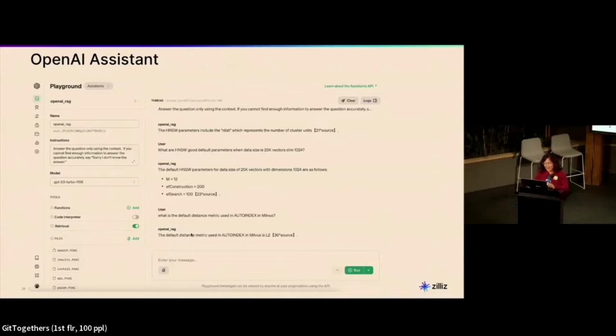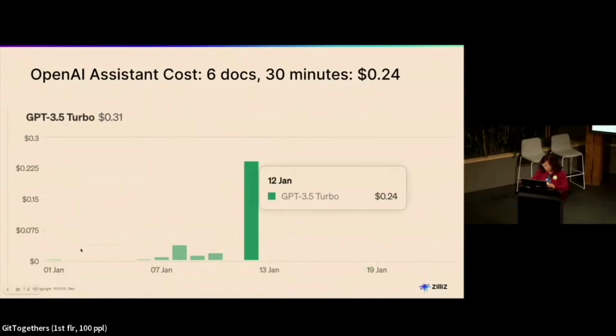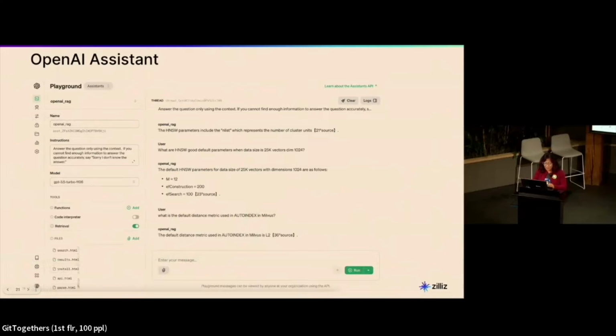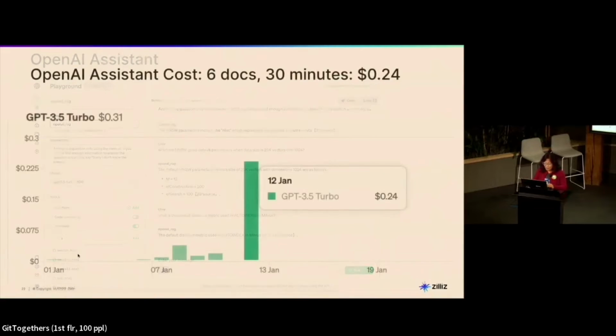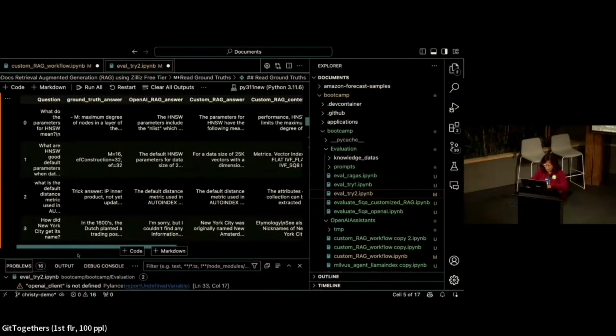So I added just five documentation.txt files to it. And then I ran it for only half an hour. And it cost me 24 cents. So that was just to get an idea of what OpenAI RAG would be like if I ran it. And I only kept it open for a little while.